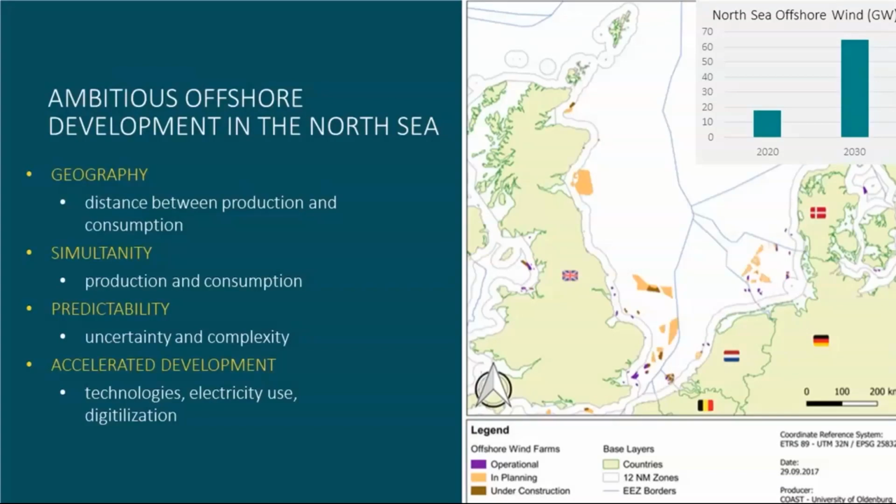There's also the challenge with simultaneity, that wind is not always producing when there is consumption. So we need to have some kind of flexibility in our system. And there is the predictability. There is uncertainty and complexity both in the planning, but also in the operation of the system.